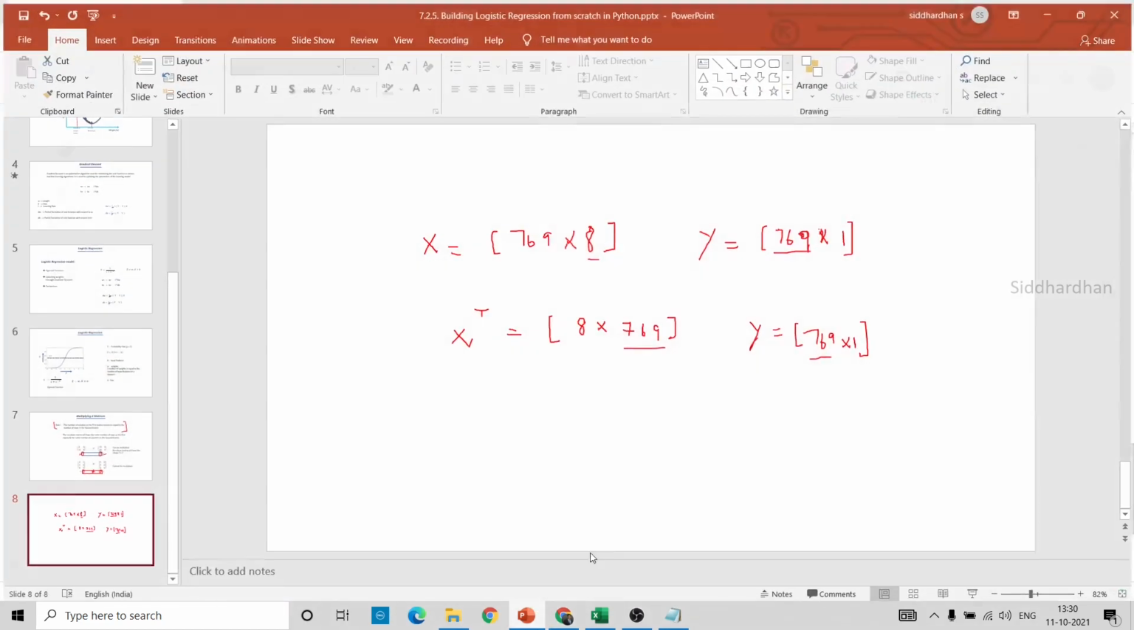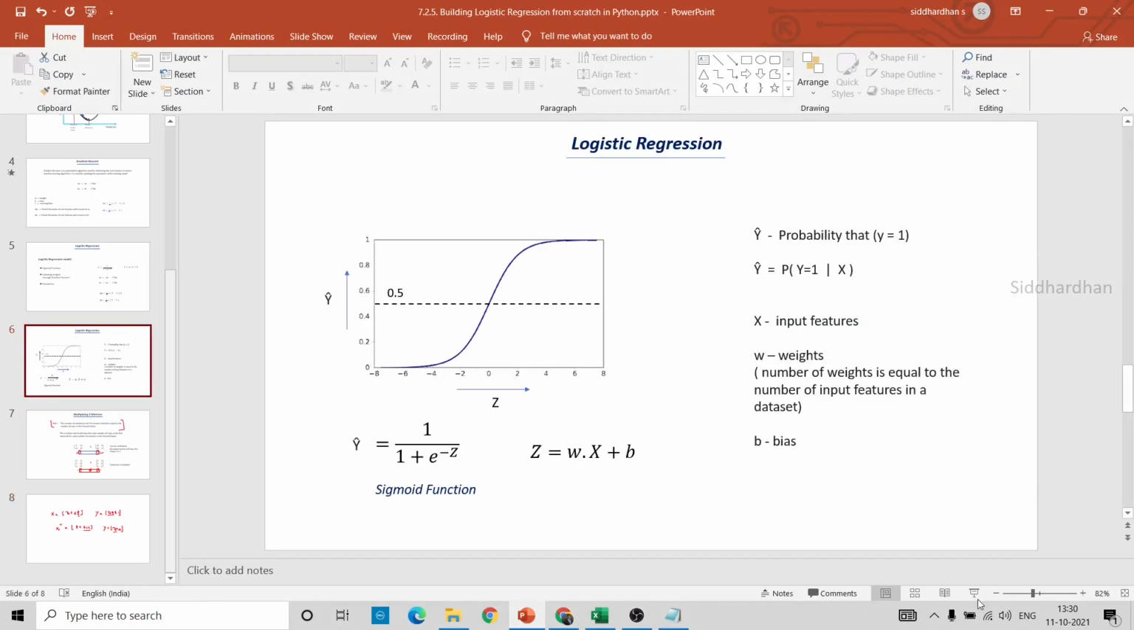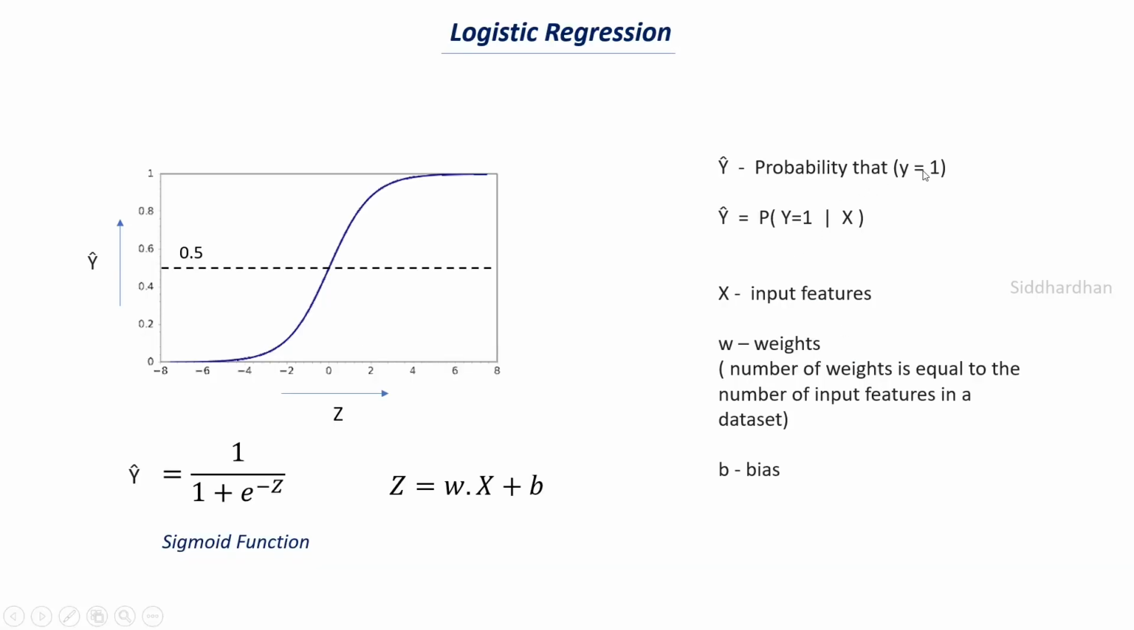As I've told you before, this y cap is the probability that your y value is equal to 1. Your y can take only two values, either 0 or 1, but your y cap value can have any value between 0 and 1, while the output that we want is either 0 or 1. We just want to find whether a person has diabetes or not. Let's say that 1 represents a person with diabetes and 0 represents a person without diabetes. So your output value cannot be 0.2, 0.8, 0.4, and so on.